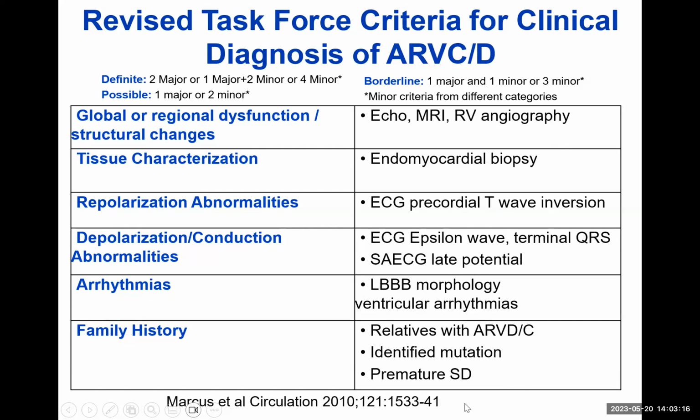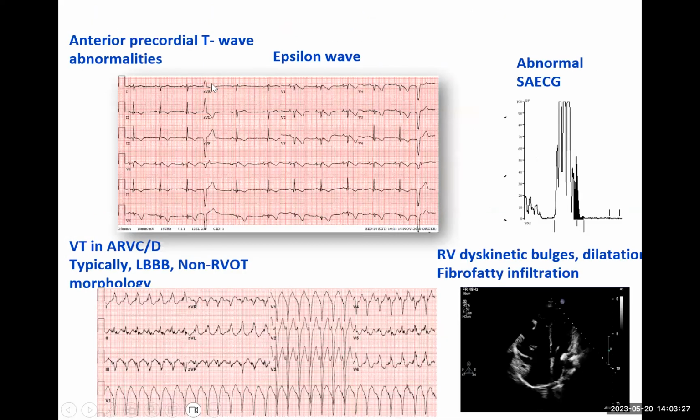So remember the criteria: if the patient has two major, or one major and two minor, or four minor, he's definitive for ARVCD. Just as a reminder, the things to look for on ECG are the T-wave inversion in V1 to V3 and the presence of an epsilon wave. This patient has an epsilon wave.